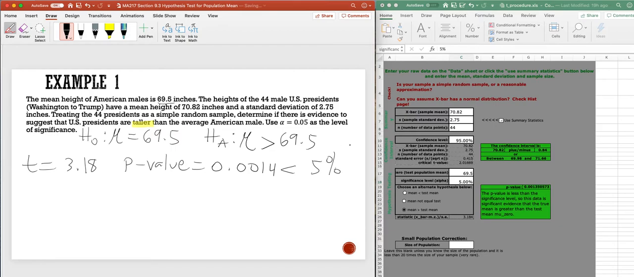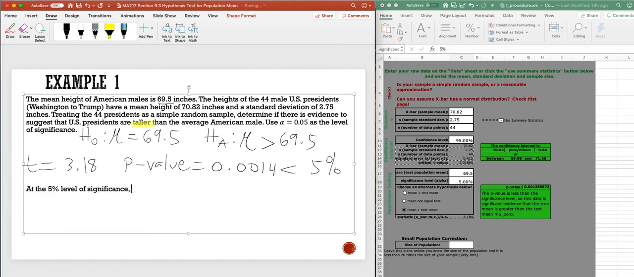Right? So because of that, we can write up our conclusion for this. And let me type that out so we can see that. So based upon this, at the 5% level of significance, we have sufficient evidence to reject the null hypothesis. Okay, that's just the conclusion from this.